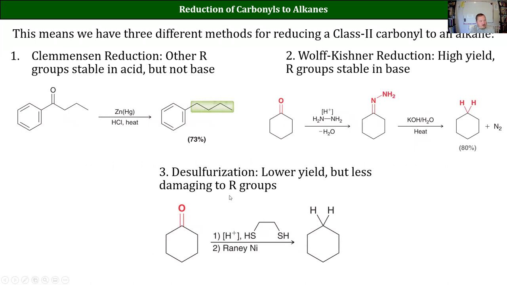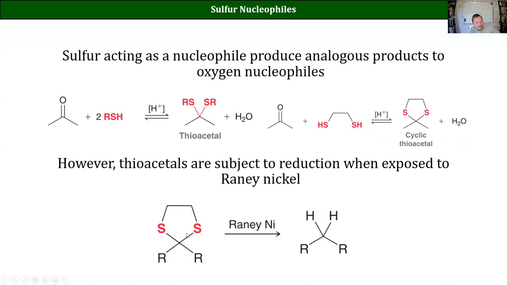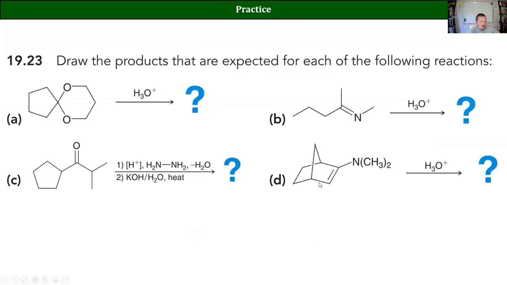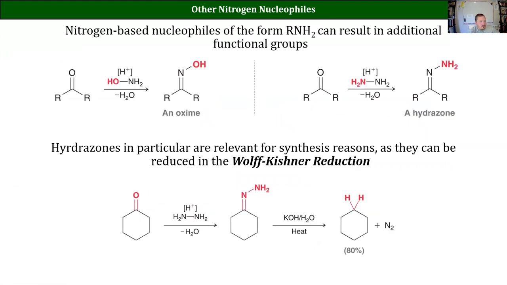So we now have two options to go from a carbonyl to fully reduced. The exact method we would pick would depend on our application, what we were trying to use it for, what chemicals we had in the stock room, and what these R groups are exactly. We might choose this reduction as opposed to the hydrazone reduction, the Wolff-Kishner reduction, versus the thioacetal reduction.